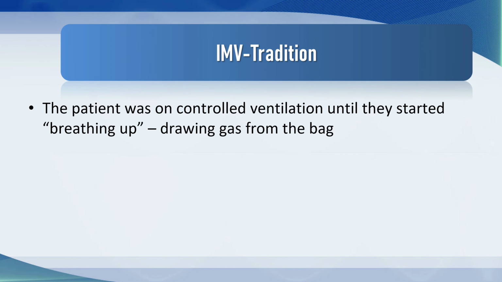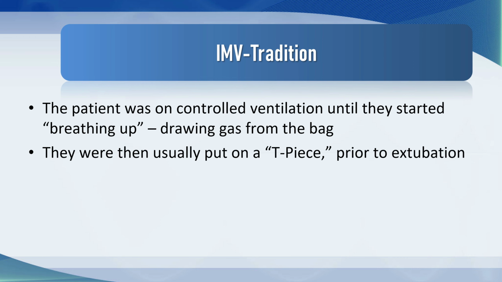Traditionally, when IMV was used in the ICU early after the patient was brought back from the operating room, or perhaps when they were intubated for some other reason, they were put on controlled ventilation until they started breathing up and drawing gas from the bag. And then they were usually put on a T-piece.